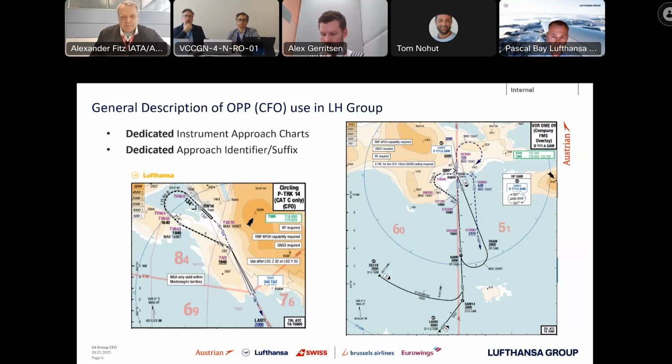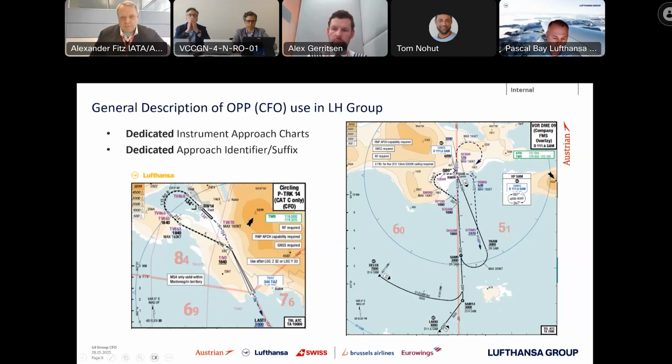I can explain something, because we have type 1 and type 2 CFOs. Type 1 means the instrument part is directly connected to the visual part, and on type 2 you have a separate chart for the instrument part and then one part for the visual maneuvering.